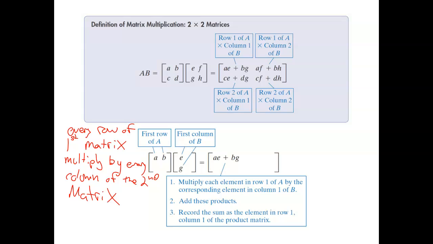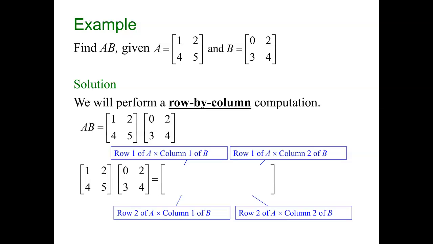I'm just going to dive right in because I think it's better if we see some actual numbers. But remember, every row of the first will be multiplied by every column of the second. Row by column multiplication. All right? Let's do this. Every row of the first by every column of the second.